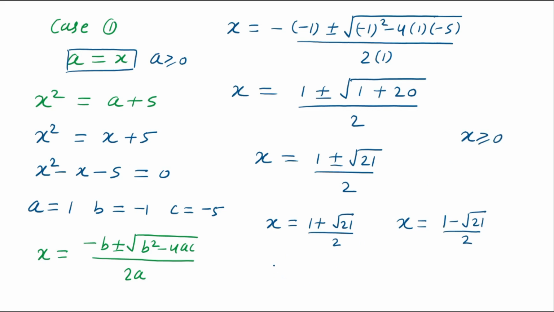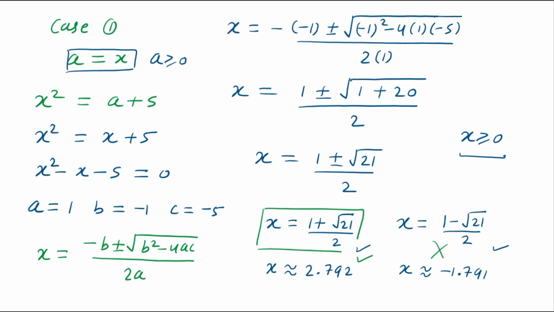Now look carefully, this value of x is approximately equal to 2.792 and this value of x is approximately equal to −1.791. This value of x is negative and this value of x is positive. And here x is greater than or equal to 0. So that's why this value of x is rejected and this value of x is accepted. So this is our first solution. Now solve case second.